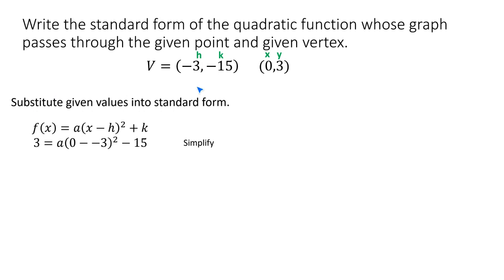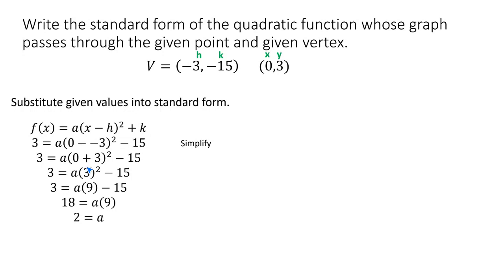So y is 3, a is unknown, x is 0, minus h is negative 3, and then my k is negative 15. So we're going to simplify. So in the parentheses, we have 0 minus negative 3. So that's going to be a positive 3. And then we're going to square it. So 3 squared is 9 minus 15. I'm going to go ahead and add 15 on both sides. So 15 plus 15 here, and then plus 15 here gives me 15 plus 3 is 18.